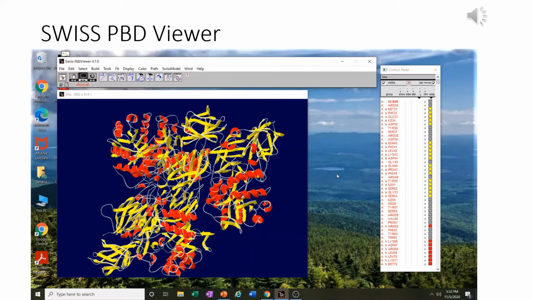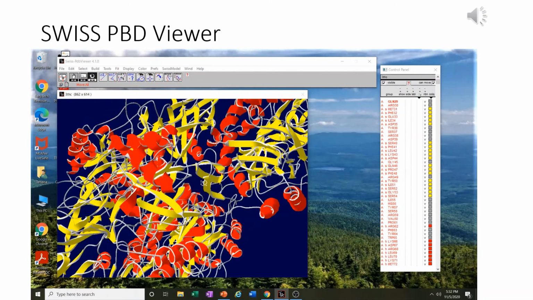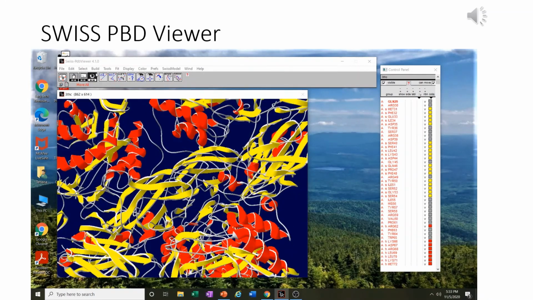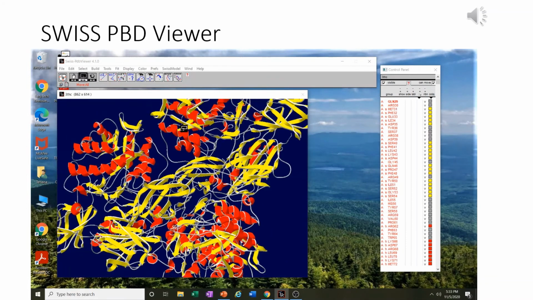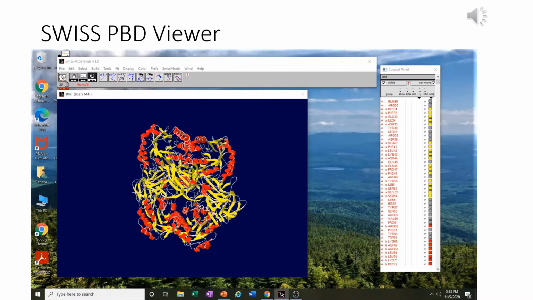Now we are looking at the Swiss PDB viewer. On the right side of the screen are all the amino acids that make up the primary sequence of the enzyme structure. Some of the boxes are colored red or yellow, showing which amino acids contribute to alpha helices or beta sheets. On the left of the screen is the complete enzyme, showing its tertiary structure. Within this structure, we can see alpha helices and beta sheets, which make up the secondary structure of the enzyme.